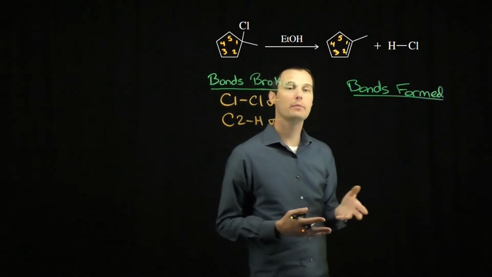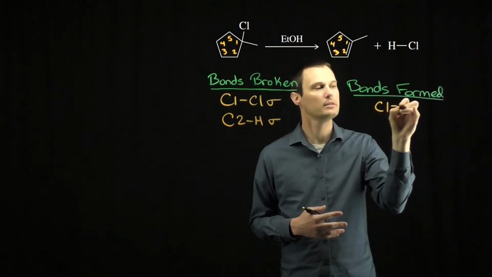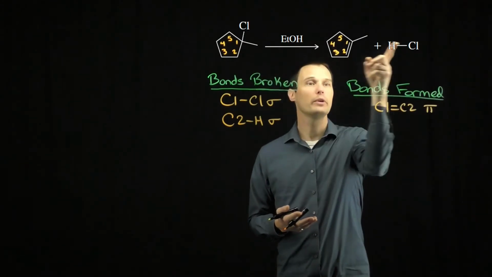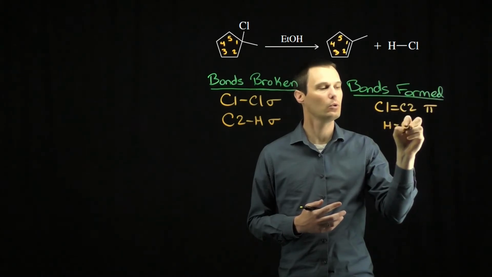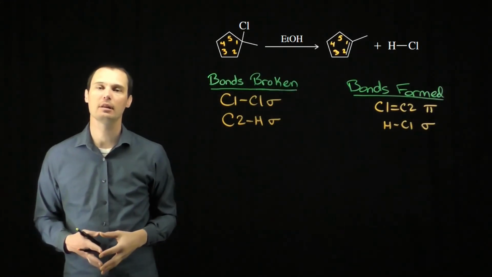In terms of bonds formed, the big change is the addition of the double bond here. So we have formed a C1, C2 pi bond. The other thing that we've formed is the chlorine is now attached to that hydrogen. So now we've formed a hydrogen chlorine sigma bond. These are the bonds broken and bonds formed for this elimination reaction.